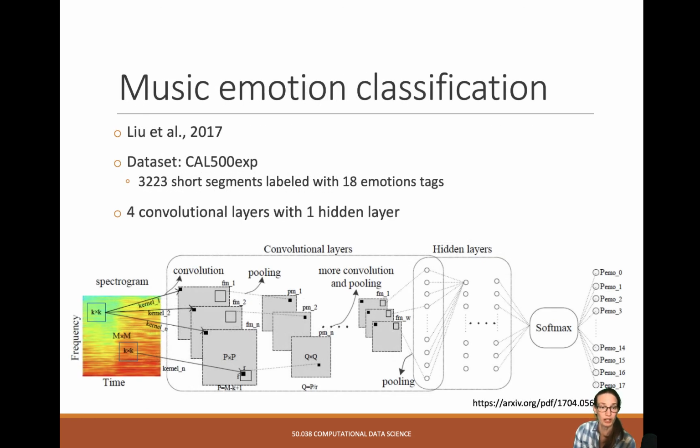There's also music emotion classification done with spectrograms. You have your audio here, convolution, pooling, etc. Here we use 4 convolutional layers, and it can predict 18 different emotion tags.